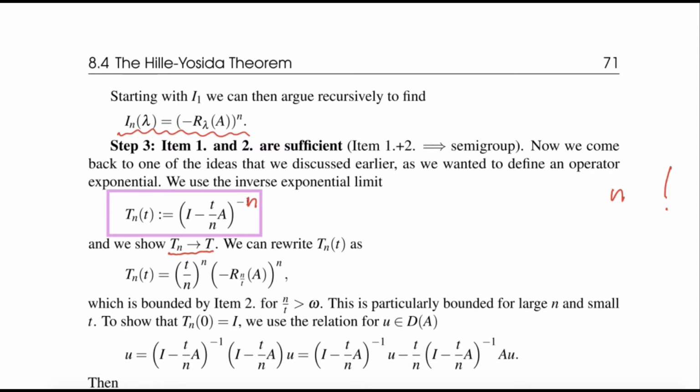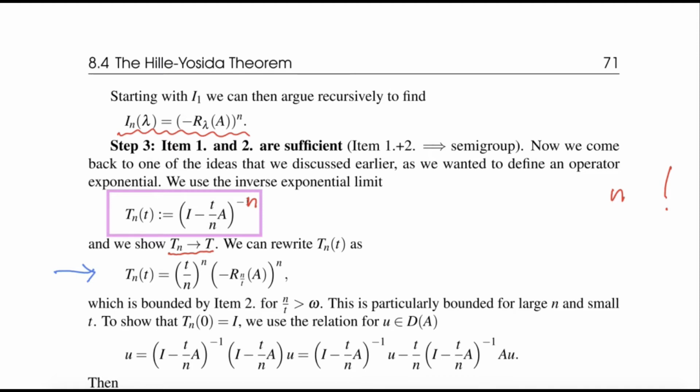To do this, we first rewrite T_n by factoring out (t/n) to the power of n, and we get this expression here. And then the resolvent arises for n/t instead of lambda.